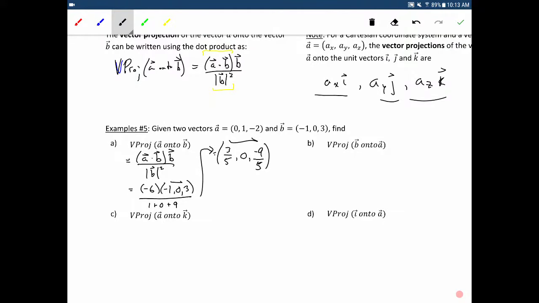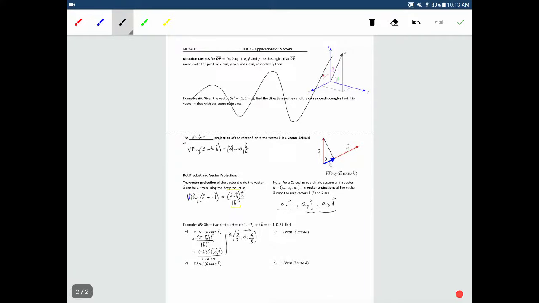I'm actually going to leave the next 3 because they're all basically the same idea. I'm going to leave all the next 3 for you to try on your own, and we'll take them up in class.